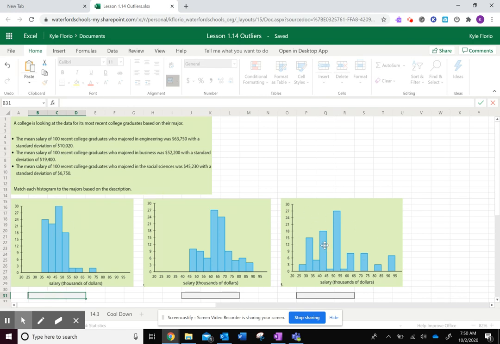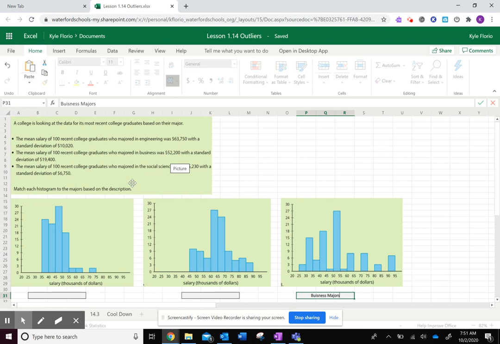The graph on the bottom right here is the most spread out of the graphs. So this has the most variation. Among the three majors, the one with the highest standard deviation is going to have the highest variability, the highest spread. Between the 10,000, 19,000, and 6,000, business majors have the greatest spread. This $19,400 is going to be business. And the average here looks like it's around 50 to 55,000, which is what this is agreeing with. It says that their business majors did have $52,000 for a mean.